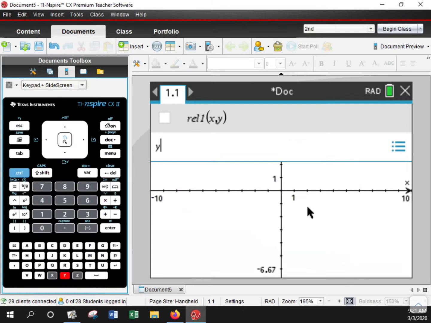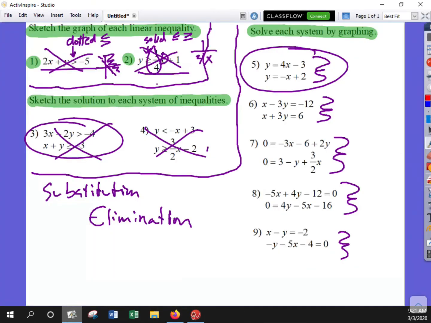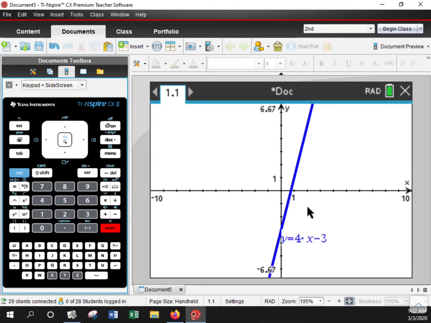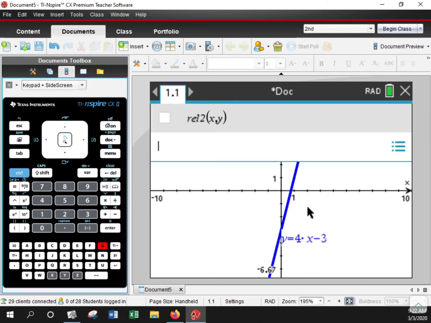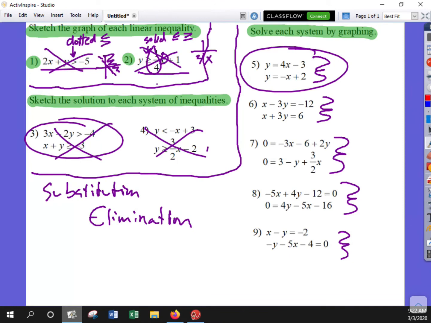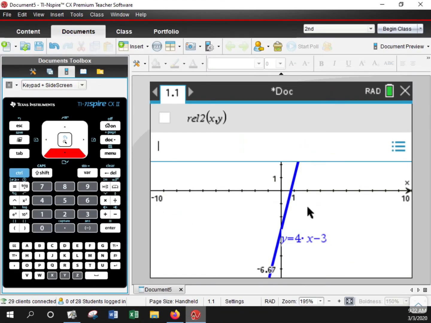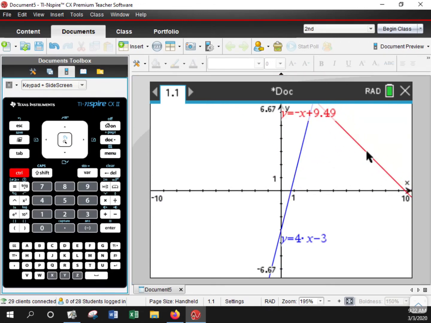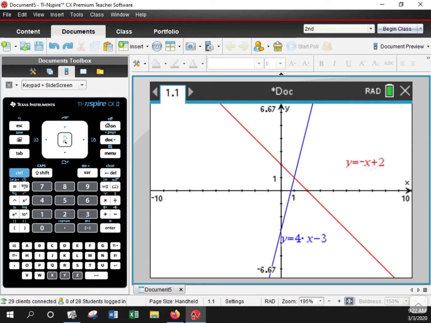So y equals 4x minus 3. Hit enter if I want to, and there's my first equation. But if I didn't, Control G will bring me back up here, and I can just type in my next one. So y equals negative x plus 2. Make sure I got those right. Hit enter. Okay. Control Escape will back that up.